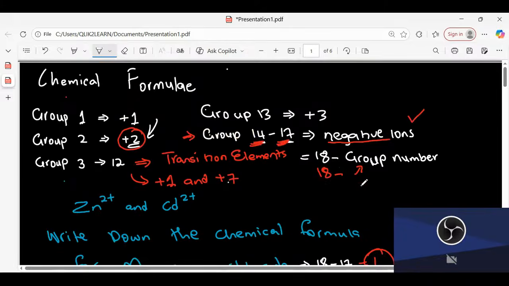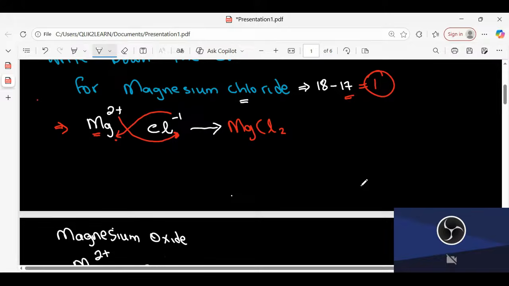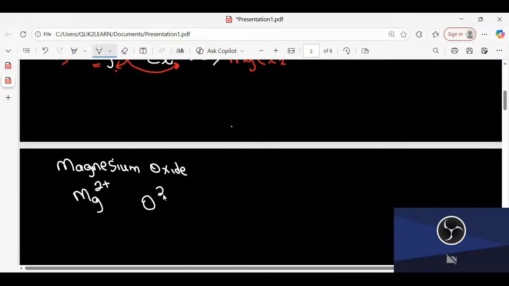But remember, they are negative ions. So it should be 2 minus. This will be 2 minus. I hope everyone understands. Before I continue, are you all happy with this?